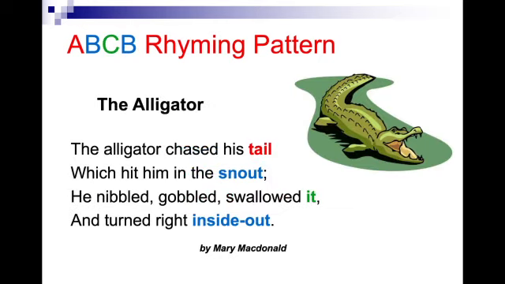Lastly, we have an ABCB rhyming pattern where lines 2 and 4 will rhyme, but the first and the third lines will not rhyme. The Alligator by Mary MacDonald. The alligator chased his tail, which hit him in the snout. He nibbled, gobbled, swallowed it, and turned right side out. So as you can see, lines 2 and 4, snout and out rhyme, but tail and it in lines 1 and 3 do not rhyme.